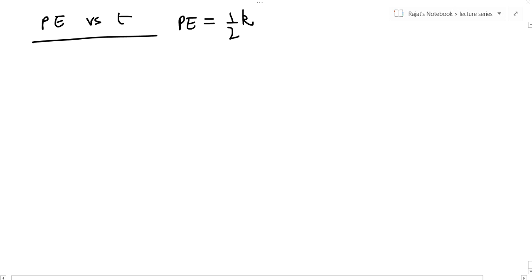We were discussing the variation of various quantities with time, and I was telling you how the potential energy in simple harmonic motion varies with time. So we know that potential energy is half kx square, and x as a function of time t is nothing but a sine omega t. So half k a square sine square omega t.